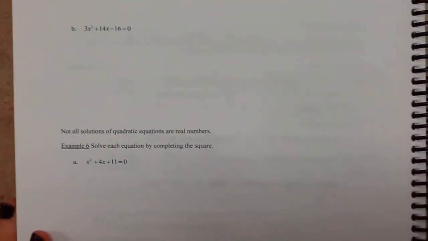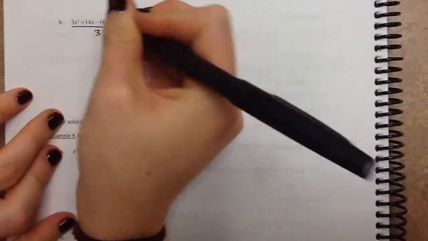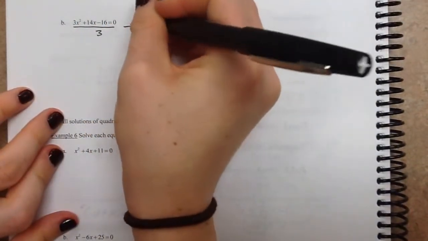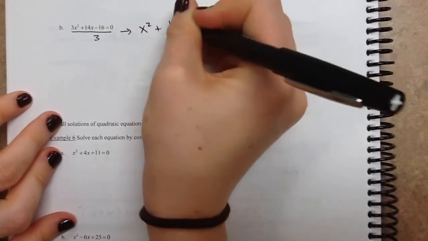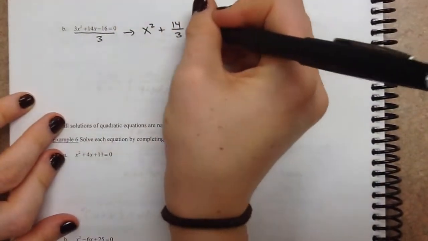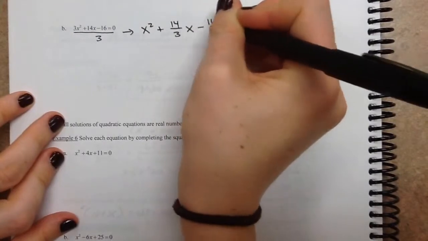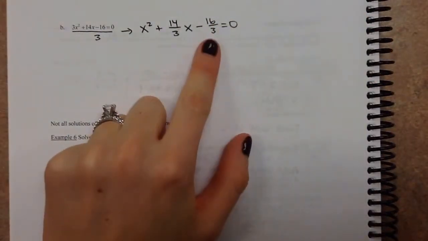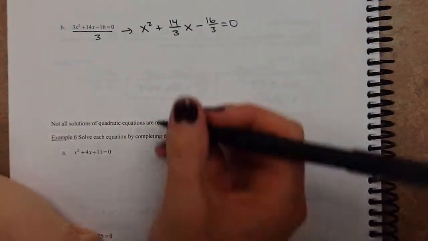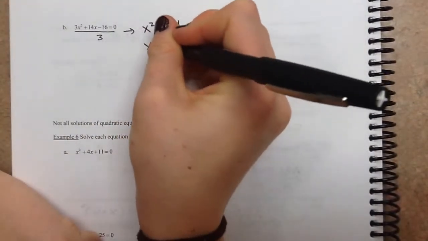Let's look at a few more examples here. Okay, so this one, start with the 3. We've got to divide that out. Anytime there's something in front of that x squared, this is your first step. So x squared plus, you should have 14/3 x, because it doesn't divide evenly, minus 16/3 equals 0. Okay, just like all the previous problems, this does not make it a perfect square, so I'm just going to move that to the other side.